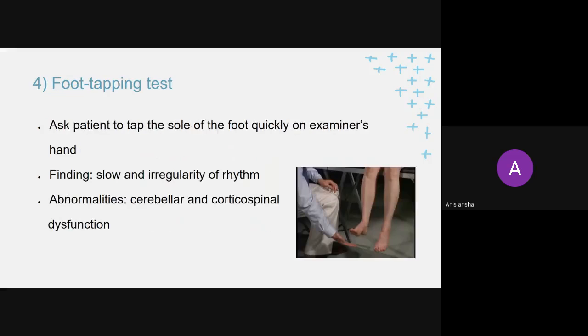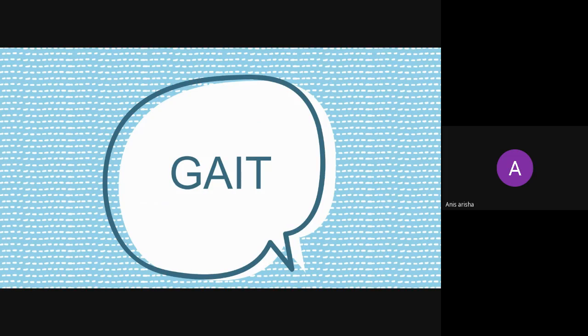For the foot tapping test, we can also assess coordination, where we ask the patient to tap the sole of the foot quickly on the examiner's hand, because we want to see if there is any slowness and irregularity of the rhythm. It can be indicative of cerebellar or corticospinal dysfunction. Finally, we end the cerebellar examination with gait.